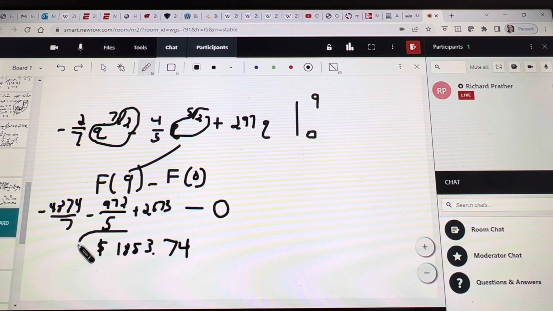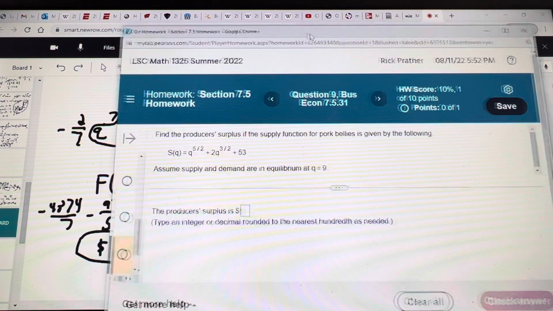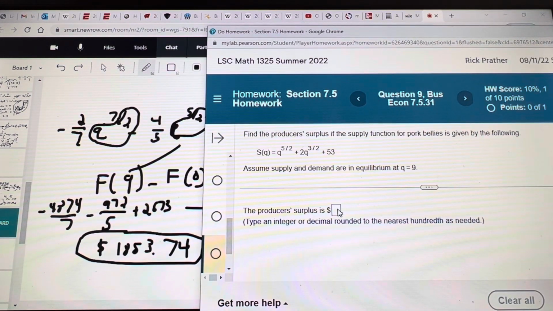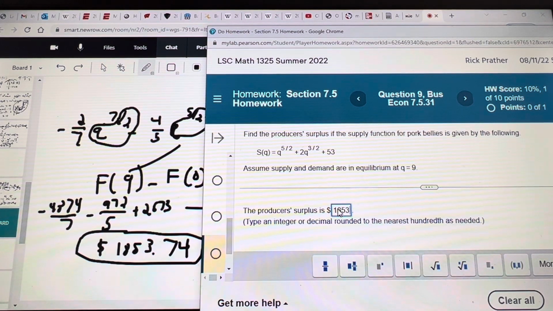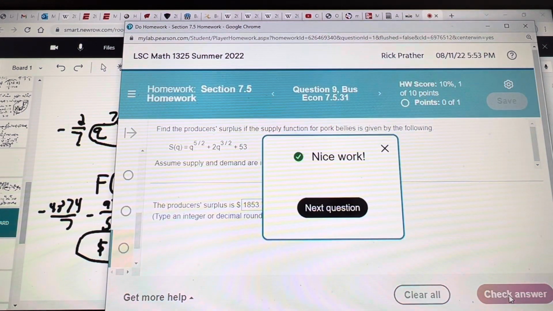So the producers would have this much of a surplus after the law of supply and demand took effect, and the buyers and the sellers were going at it like at an auction or something. So type an integer or a decimal rounded to the hundredth. The hundredth is for dollars and cents, since this is about money. 1853.74. This is a great example of the above and the below curve. And it's a good business setting too, where it's about money.